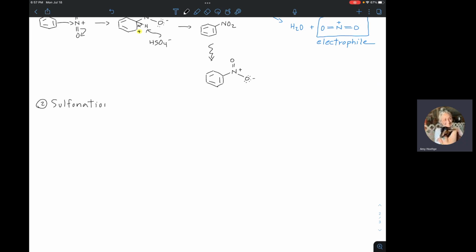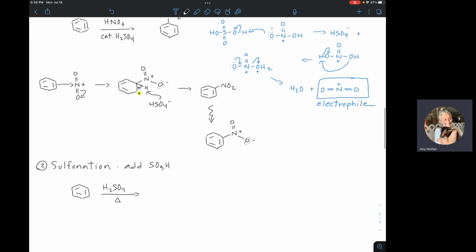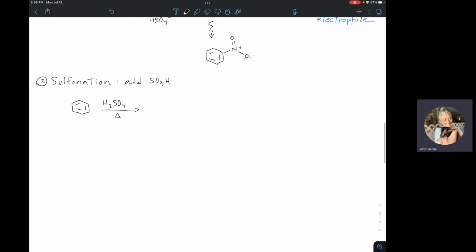So this sulfonation, we're going to add a sulfonic acid to the ring. The general reaction looks like this. So you have just benzene or some aromatic compound. We will have sulfuric acid, and we'll just cook this up. This one needs heat too. I should put that in. These really do need to be cooked up. They are not super reactive.